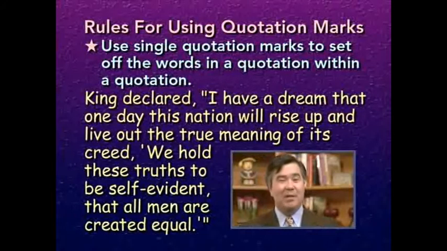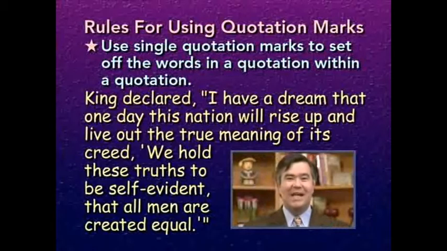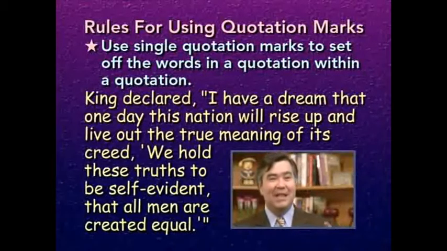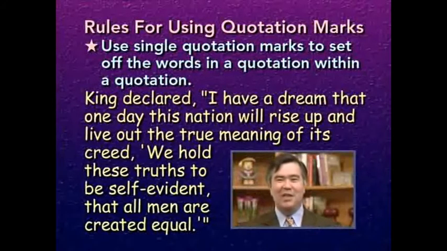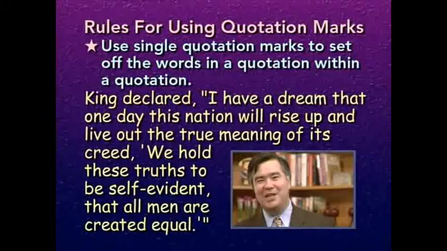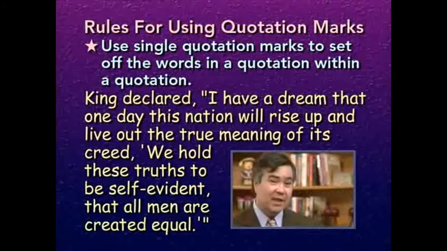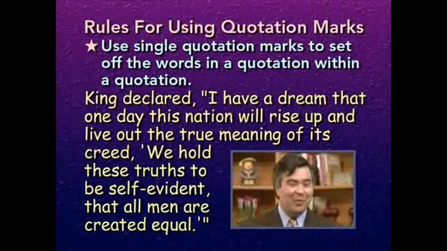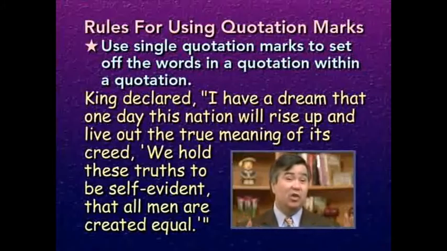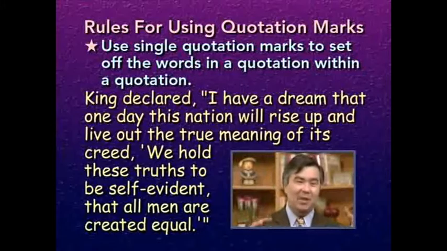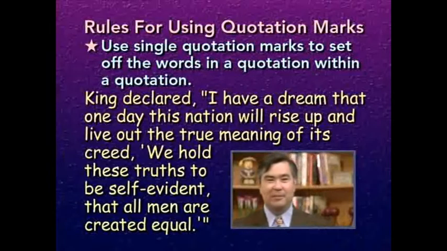King declared, comma, opening double quotation marks. I have a dream that one day this nation will rise up and live out the true meaning of its creed, comma, opening single quotation marks. We hold these truths to be self-evident, that all men are created equal, period, closing single quotation marks, closing double quotation marks. And that's the way the sentence should be constructed. Will this come up often in your writing? Not at all. But it will occasionally happen, and when you're reading, you'll see sentences written this way. So it's important to understand the rule, not only for your writing, but also so that when you're reading written works, you'll understand exactly how the quotation marks work.